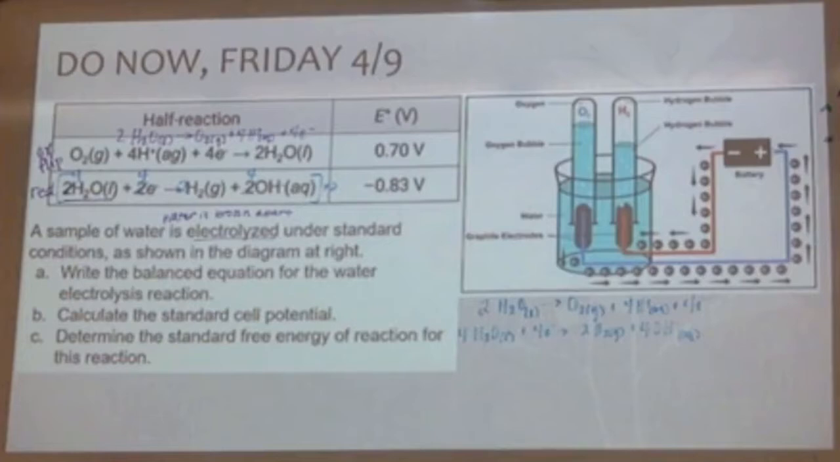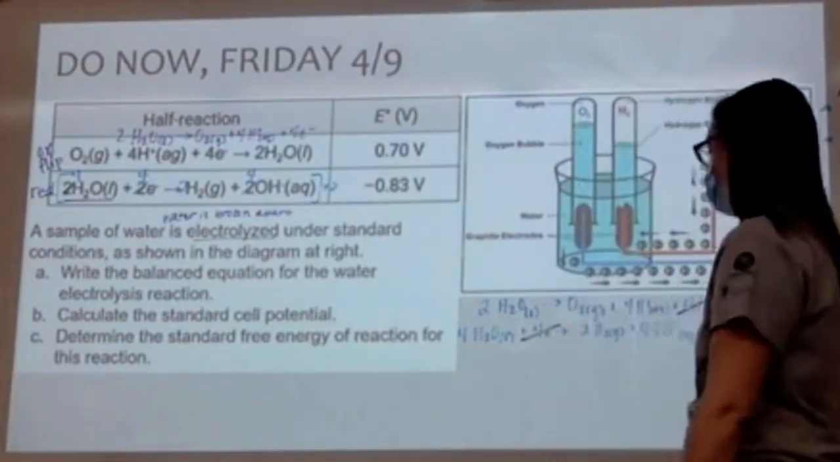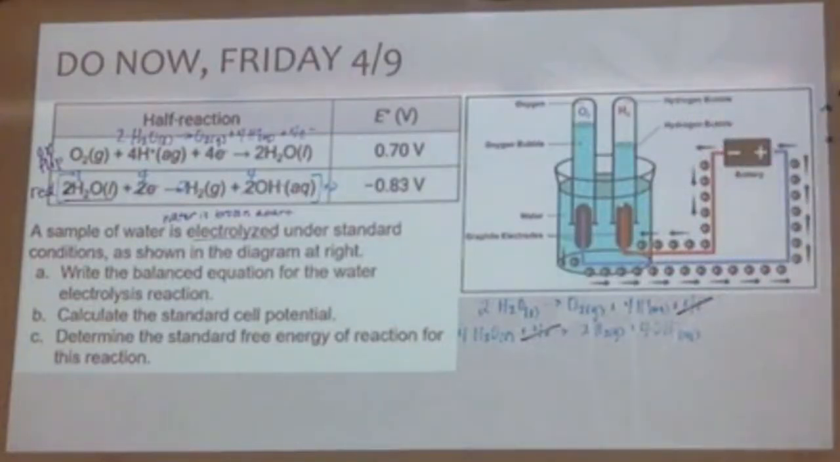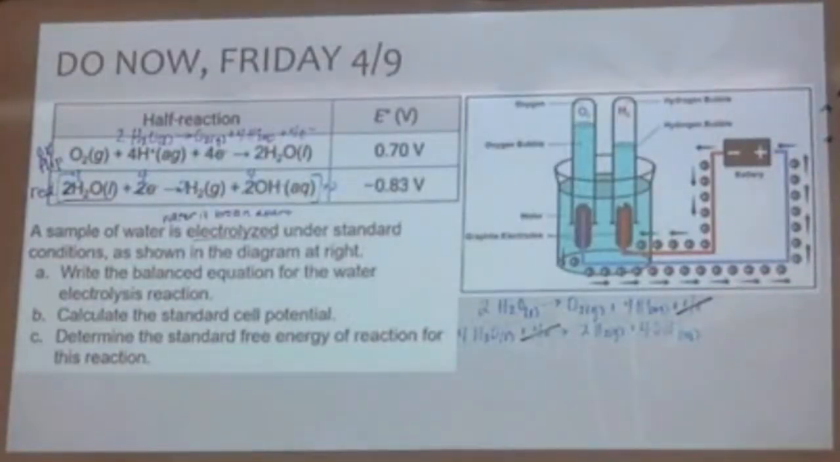So taking a look at this, what can we cancel? The electrons. 4 electrons on the right, 4 electrons on the left. So if we ever have to calculate anything and we need n, the number of moles of electrons, that's 4. 4 electrons were transferred between the two half reactions.